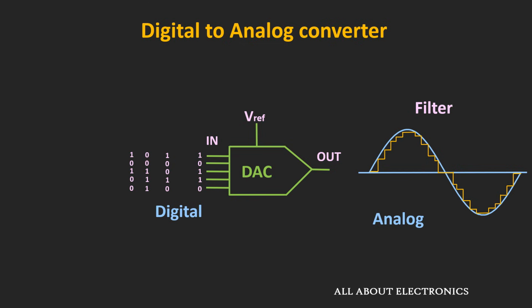But here, actually the resolution of the DAC decides how closely the output of the DAC matches the actual waveform. And by increasing the resolution, this step size can be reduced, and then the output of the DAC will be much closer to the actual waveform.